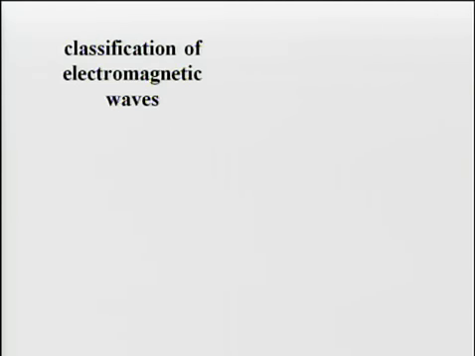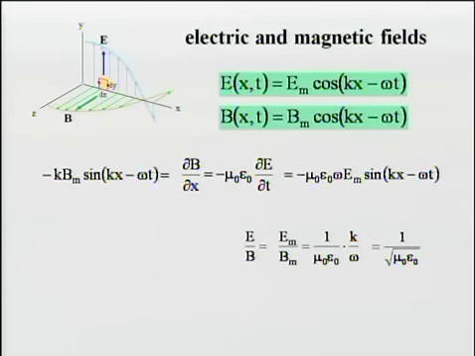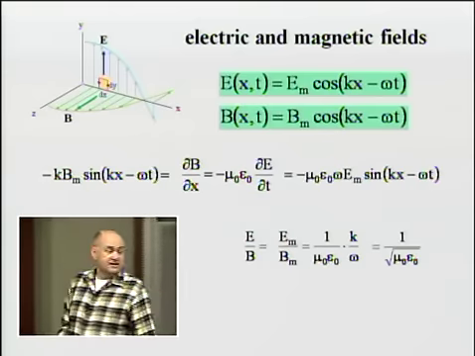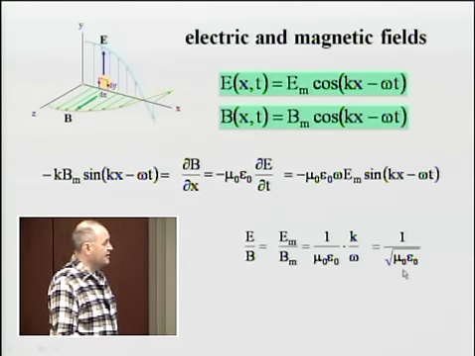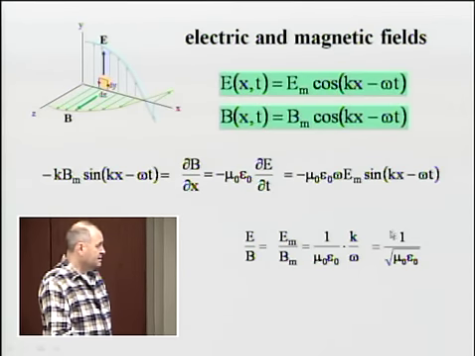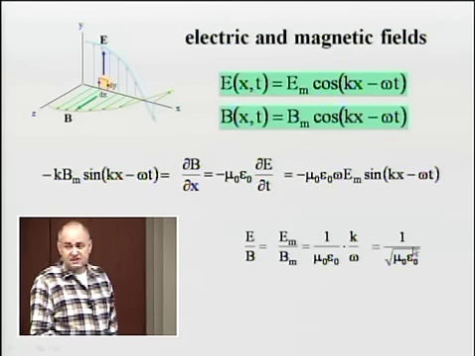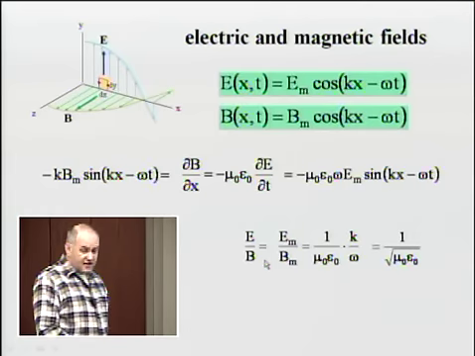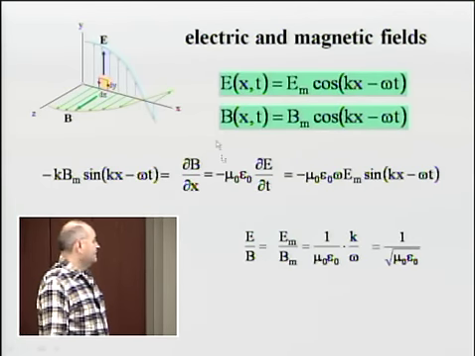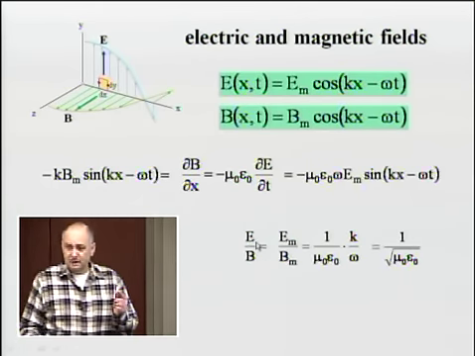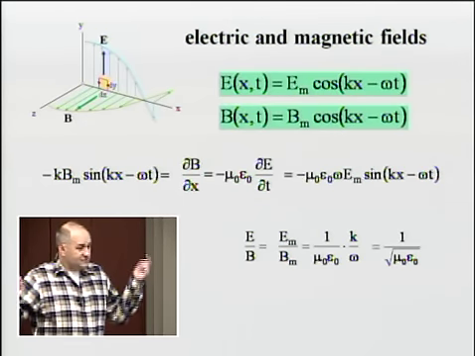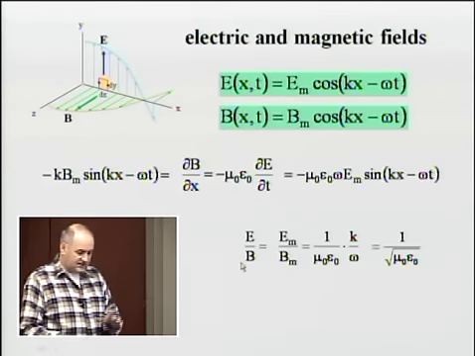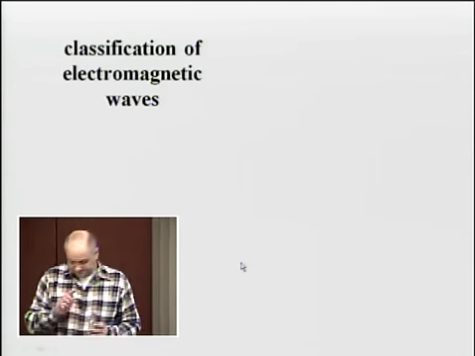I think I didn't write it there. Yeah, I didn't write it, but you can recognize now that 1 over the permeability of free space multiplied by the square root of the product of permeability and permittivity, this quotient is the speed of light. So in SI units, the electric field at any point of an electromagnetic wave is c times greater than the magnetic field. All right.